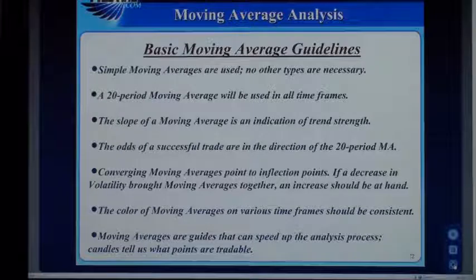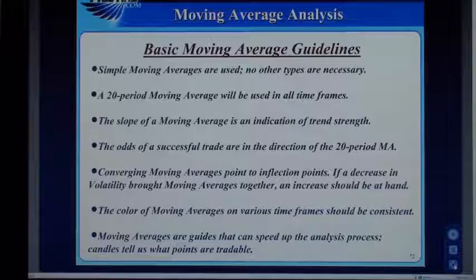Converging moving averages are going to point to inflection points. Because we're using the 20 and the 200 MA intraday, there had to have been a decrease in volatility to bring those two moving averages together. As more and more prices consolidate in generally the same area, those two moving averages will come together, and an increase in volatility should be at hand.